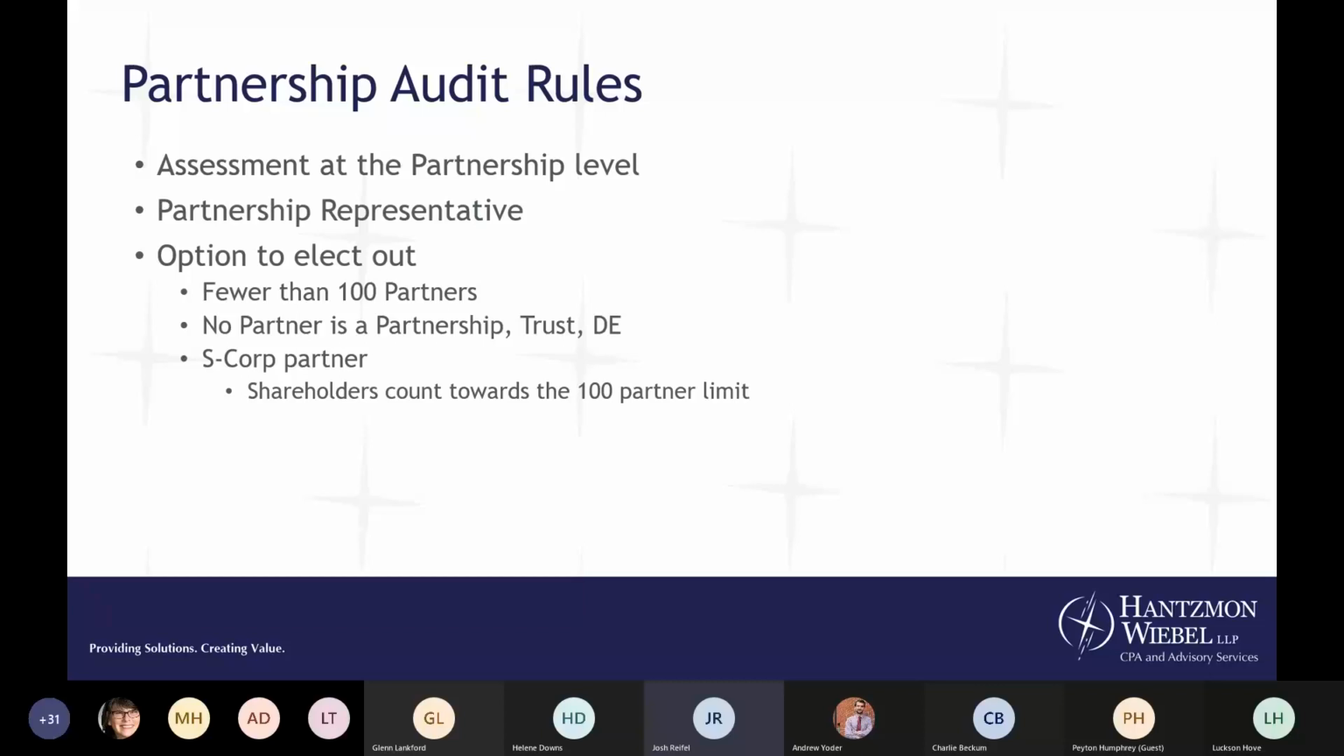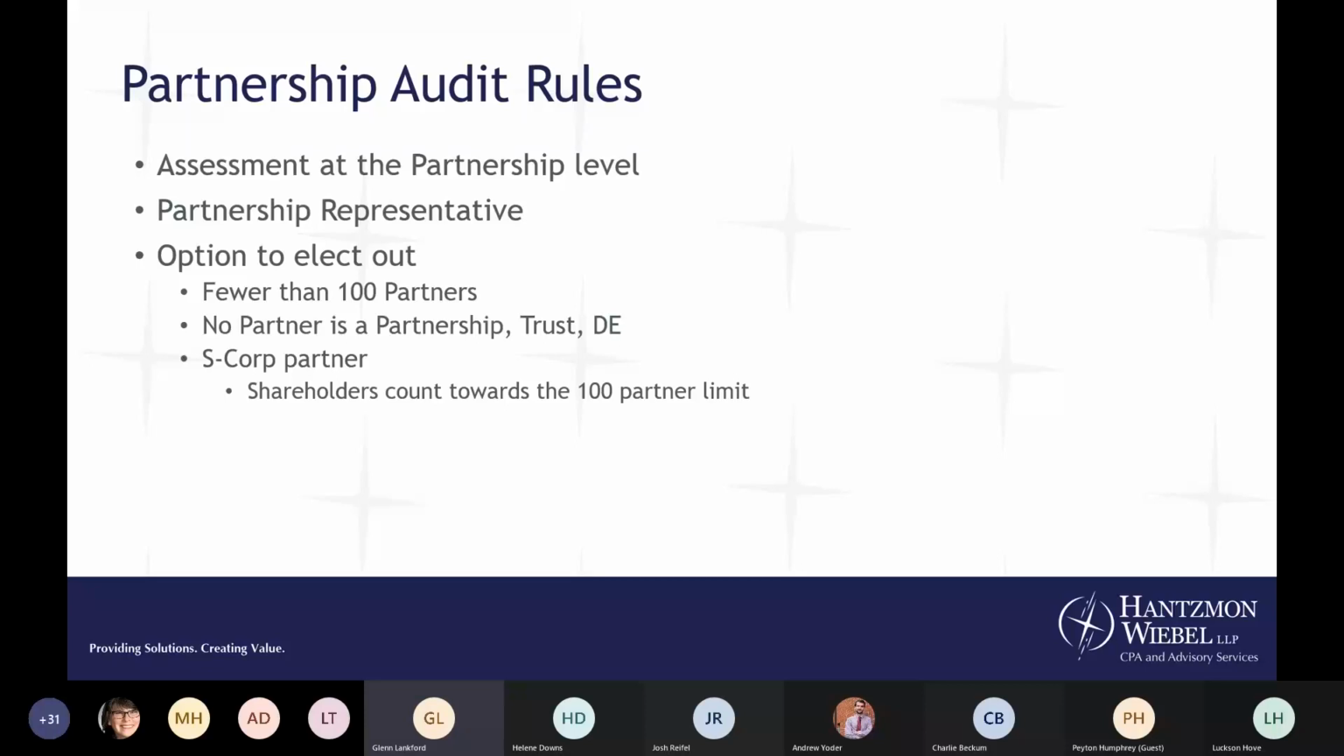Glenn, if you'd like to expand any more. So, the partnership level audit. The centralized partnership audit regime, which is what they call it now, replaced the old TEFRA. And TEFRA was the Tax Equity and Fiscal Responsibility Act of, what year was it, Charlie? It was 1982, something like that? I can't remember.